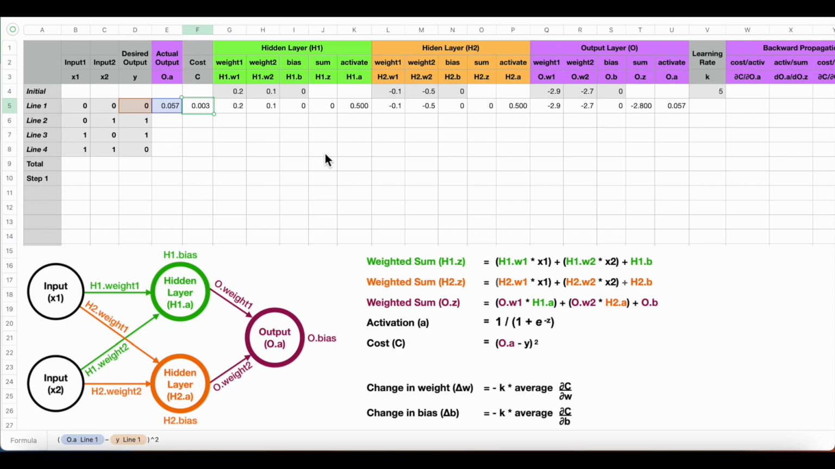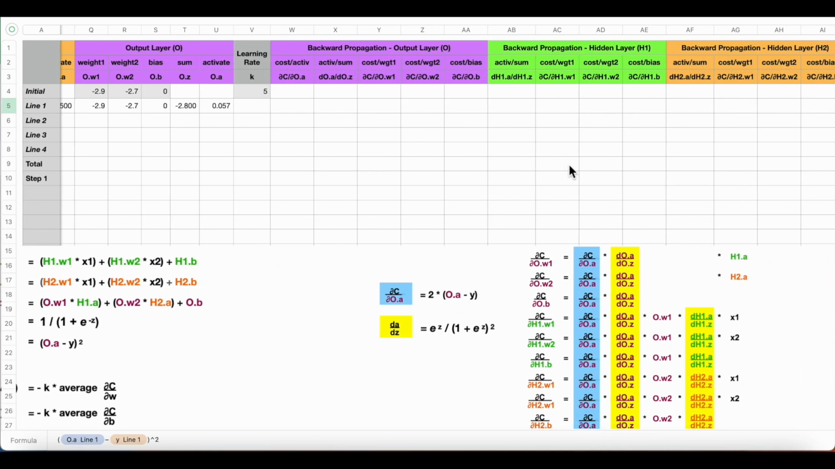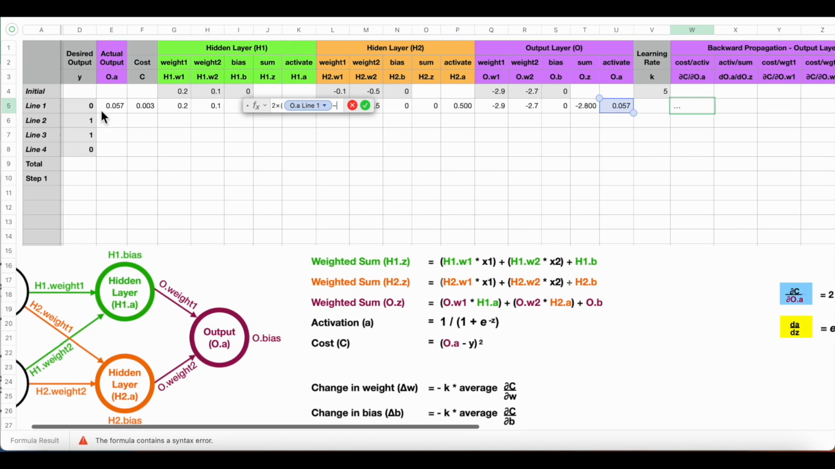So we've now finished our forward feed, and we need to start on the backward propagation. So the formulas that we need are shown on the lower half of the screen. And the first one is pretty easy. That's going to be 2 times OA minus Y.